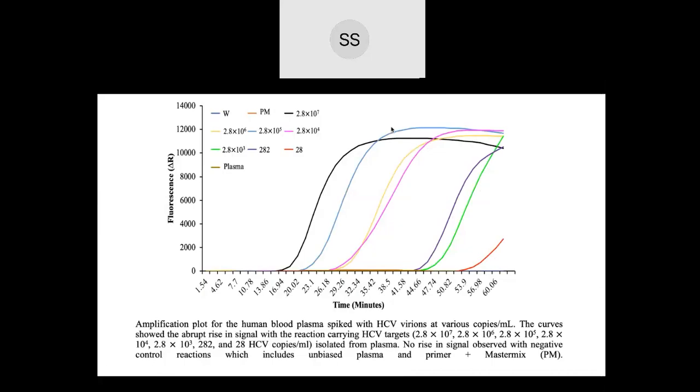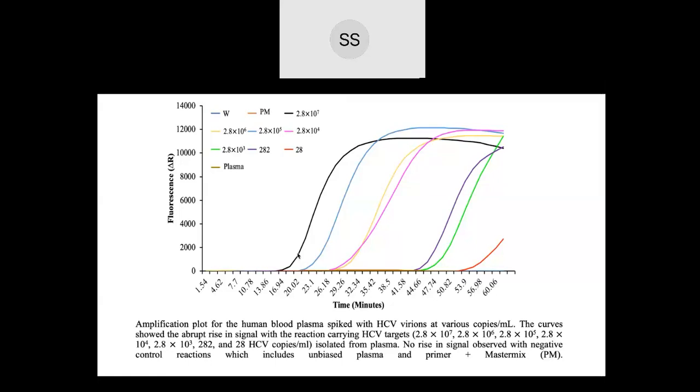After these preliminary benchtop tests of sensitivity and specificity, we spiked human blood plasma with different virus copy numbers. The HCV virus cultured sample was obtained and spiked at different concentrations, and 100 microliters of plasma from each sample was used for extraction of the target with the help of the Dynabead-Silane viral RNA kit.